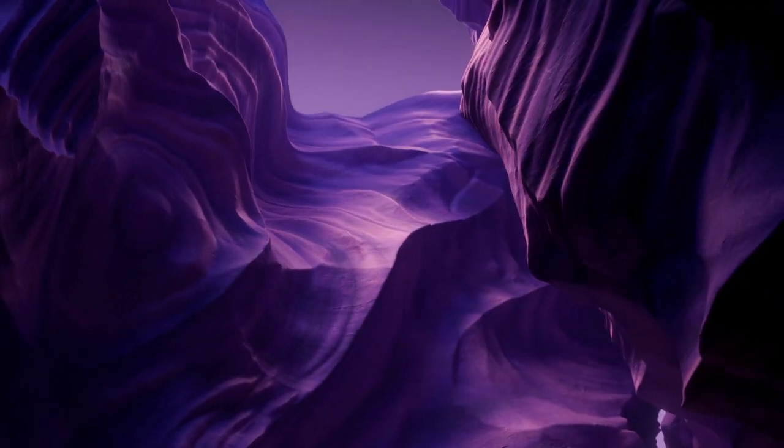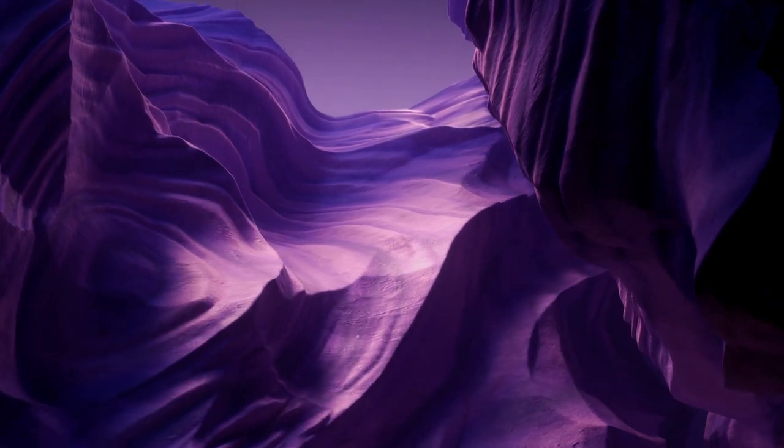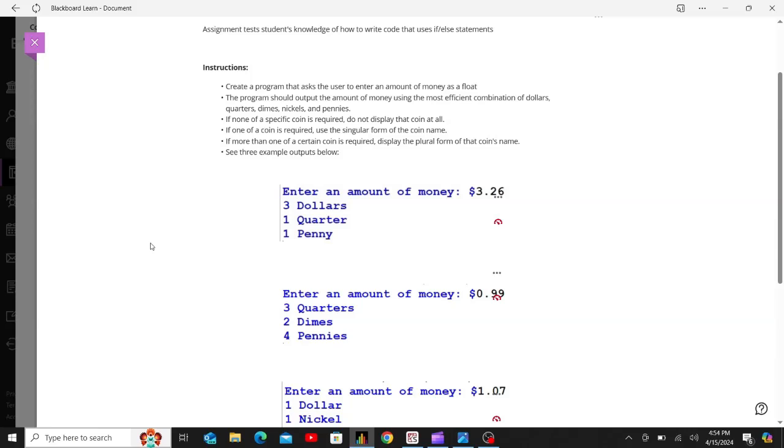So let's take a look at 99 cents, 0.99. In order to make 99 cents, we need 3 quarters, 2 dimes, and 4 pennies. And that's the correct amount of money. And for all of the coins that are printed out here, if we need more than one, we use the appropriate S on the end.